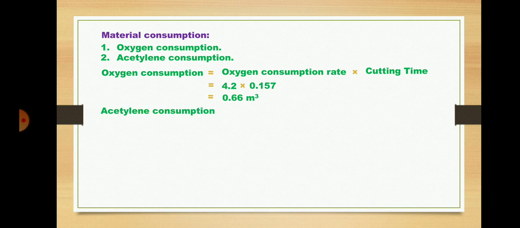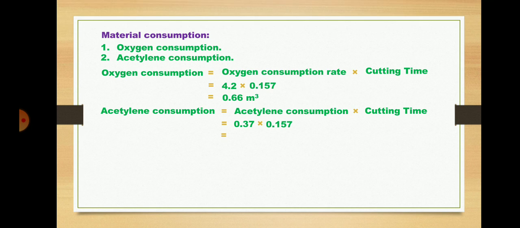And the acetylene consumption. Acetylene consumption equals acetylene consumption rate into cutting time. So it is equal to 0.37 into 0.157, which equals 0.058 meter cube. This is our final answer.